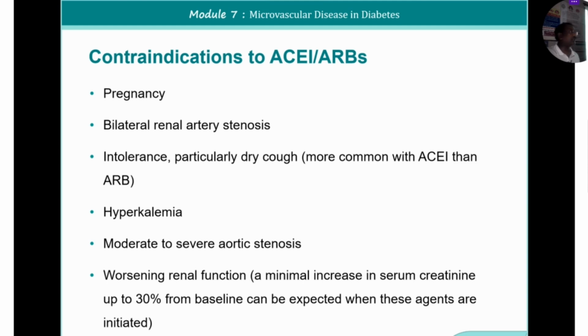So contraindications, you know that in pregnancy you should not use ACE or ARB or diuretics. So these are very important. So in pregnancy, you use only calcium channel blockers or beta blockers or combined alpha beta blockers like labetalol or centrally acting drug like alpha methyldopa.